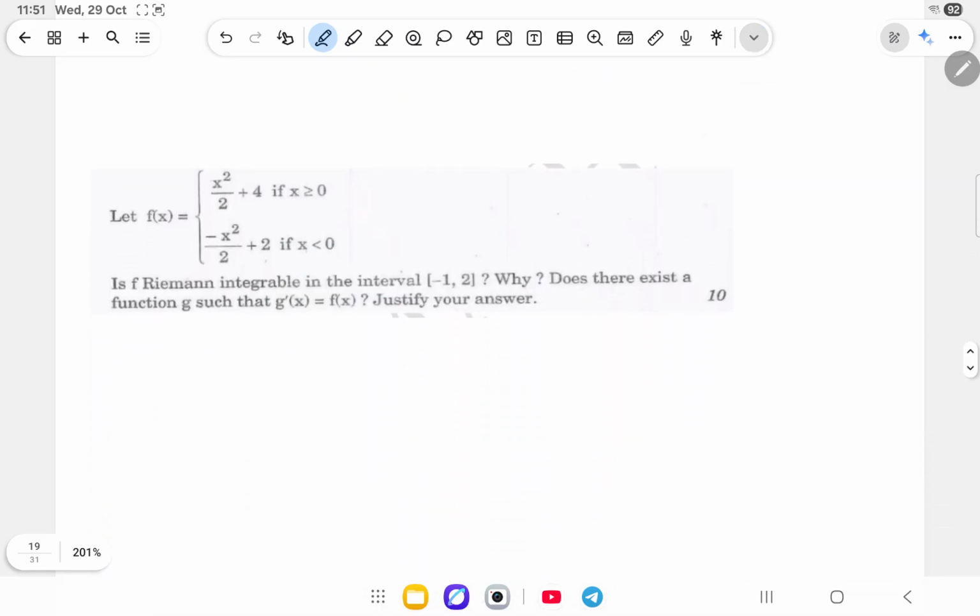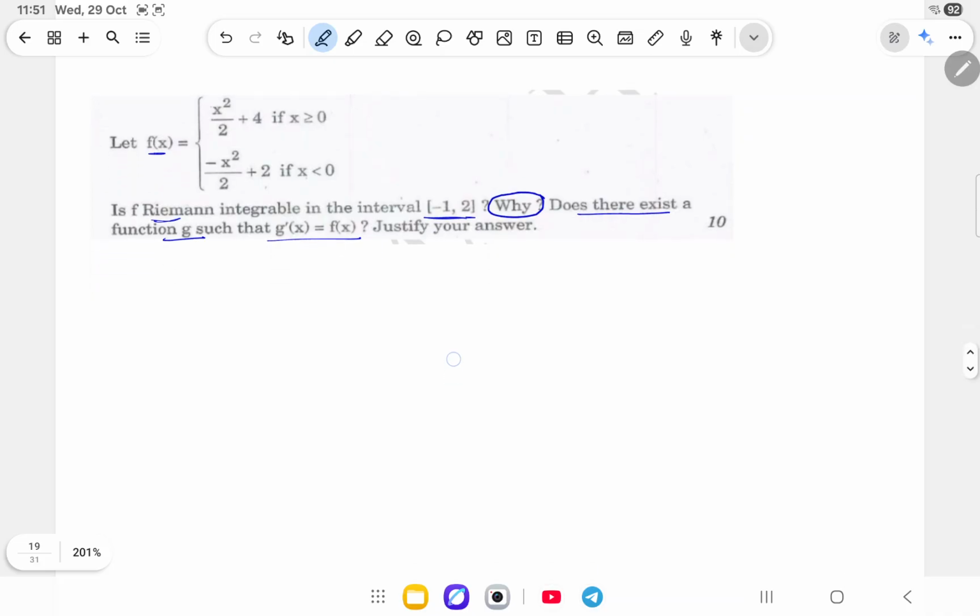The next question is, they have given us a function f(x) as this, and we're supposed to check if this is Riemann integrable on the interval minus 1 to 2, and we are also supposed to tell the reason why it's Riemann integrable. Also they have asked us: does there exist a function g such that g'(x) is equal to f(x)? So let's see how we can do this.